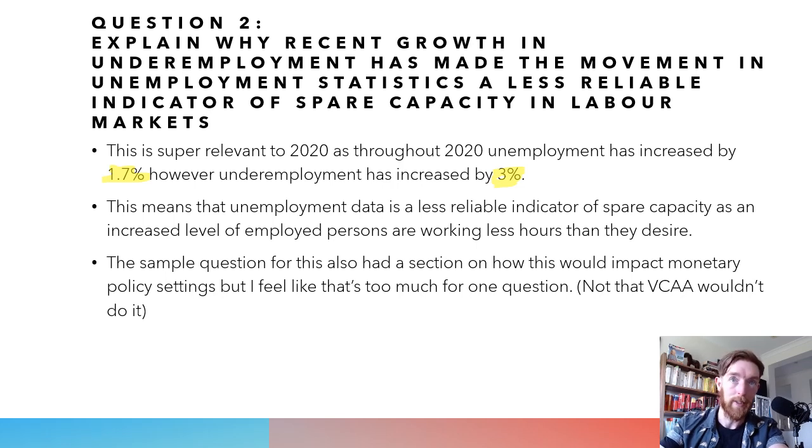This means that unemployment data is less reliable of an indicator of spare capacity, as an increased level of employed persons are working less hours than they desire. So a significantly more amount of people are working casually or part-time, as we said before.